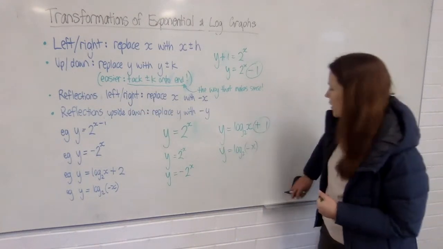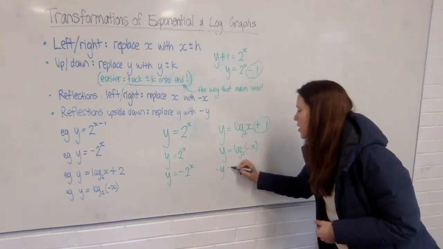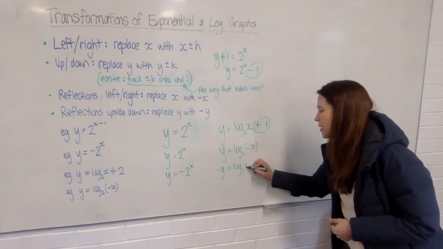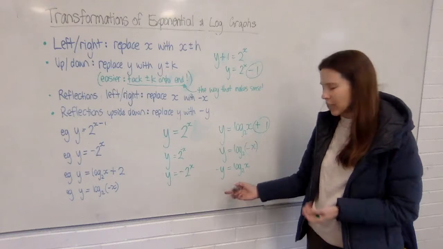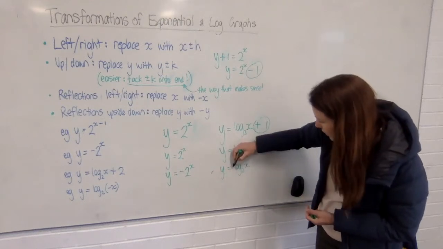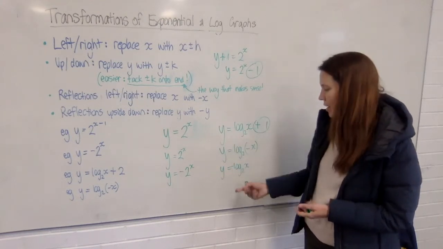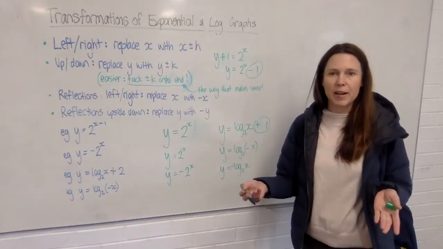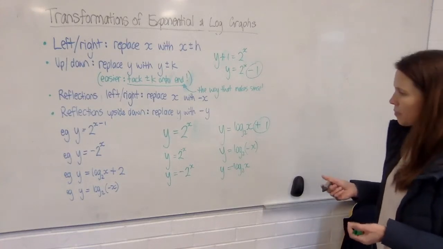Our log graph also can be reflected upside down just by changing y to -y. But of course we wouldn't write it like that. We would write it like this, and the negative would be out the front. And I've simply multiplied both sides by -1 there to transfer the look of it.